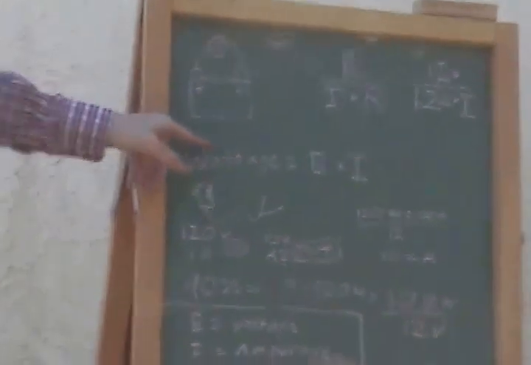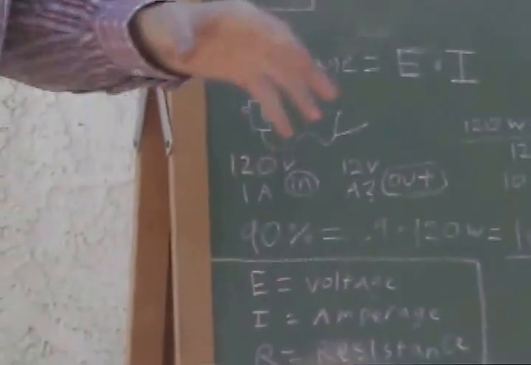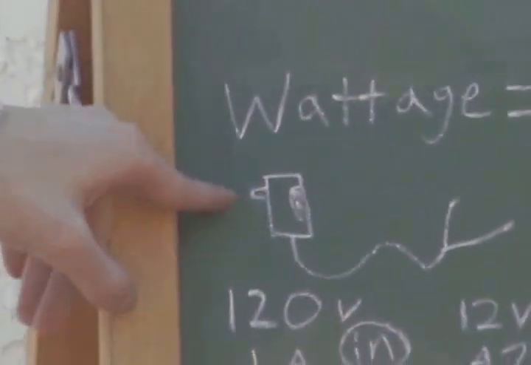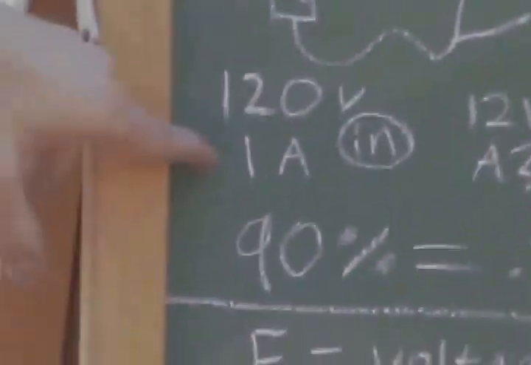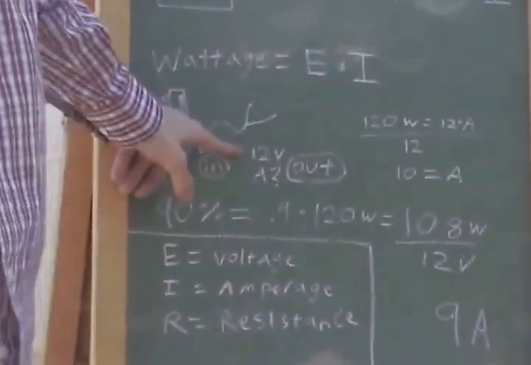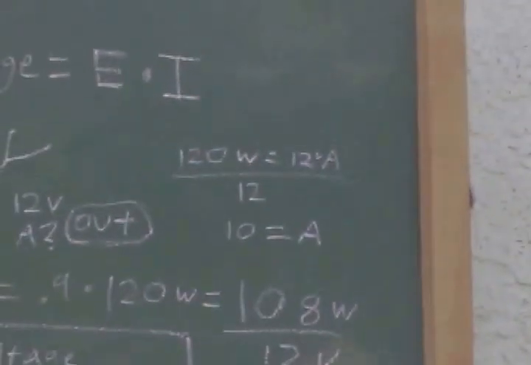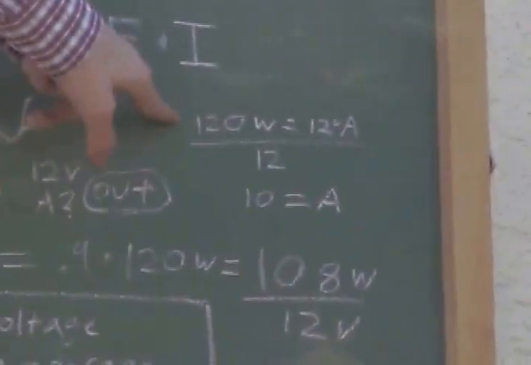Now, wattage is voltage times amperage. Wattage is useful for converting from one voltage to another and figuring out if your ratios of power are correct or not. For example, let's say you have a power supply, one of those boxes you plug into the wall. On the label, it says 120 volts, 1 amp. That is your input. The output says 12 volts, but it doesn't say how many amps. To determine the amperage, you take 120 and multiply it by 1 amp, and that gives you 120 watts in.